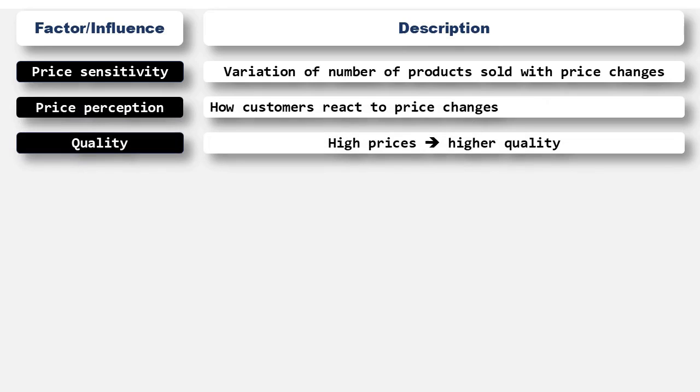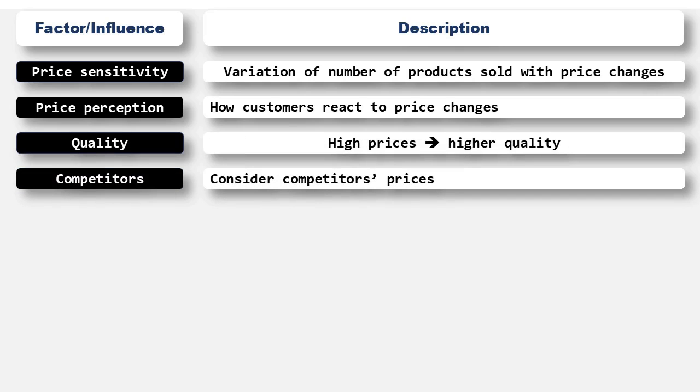Quality. This is linked with price perception. Some customers equate higher prices with better quality, and again will be prepared to pay a higher price in order to buy what they consider to be a higher quality product. Competitors. Clearly, any business needs to consider what their competitors are charging and decide whether they want to compete on price or compete based on other factors such as brand loyalty, quality and so on. In some industries, like the petrol industry, you can see that prices change almost en masse. As one company changes price, they all follow suit.